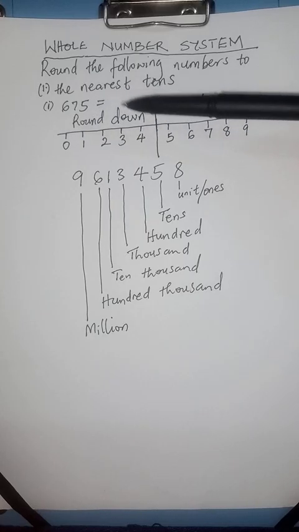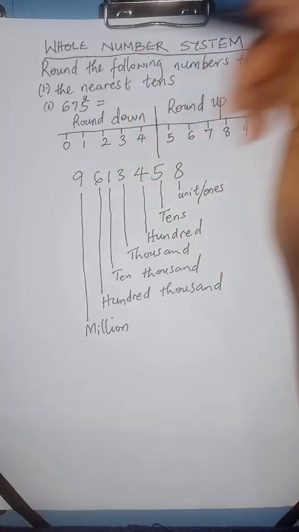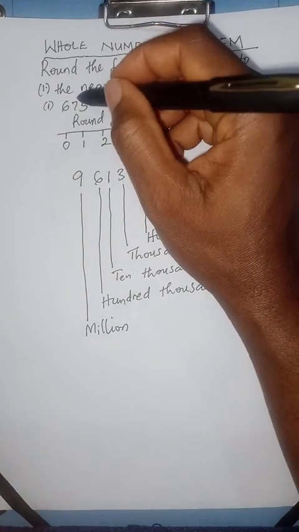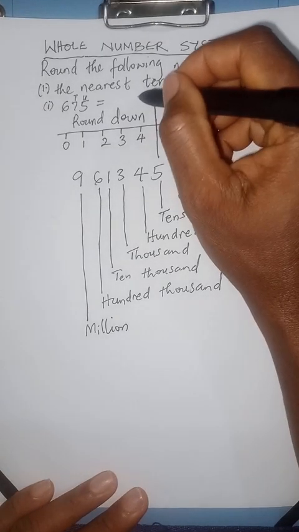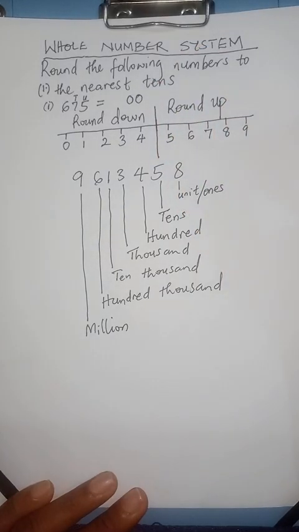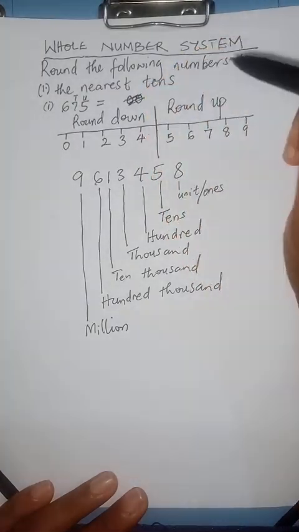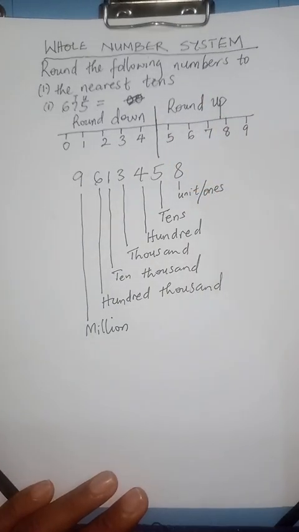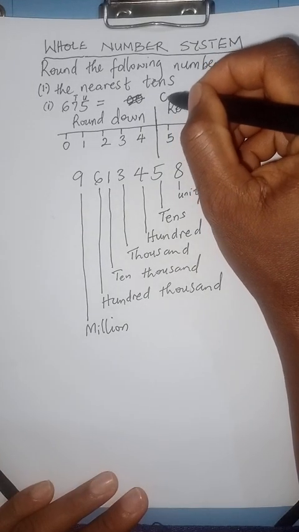So I already know that this first digit here is the units or the ones. The next one is the tens. So that's my focus, the tens. It simply means I'm going to convert the unit to zero, convert the tens to zero. Oh, sorry, that's a mistake. My focus is on the tens to the nearest tens. So I'm not converting it to zero. So it is just the unit I'll convert to zero.